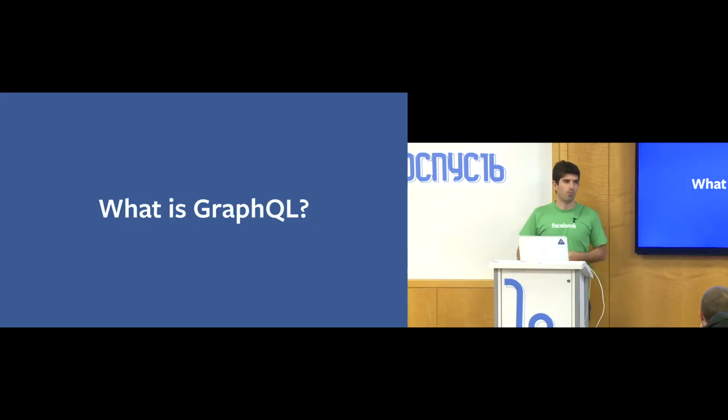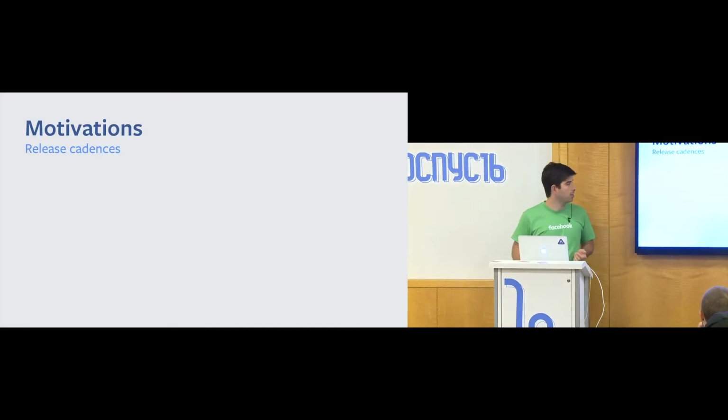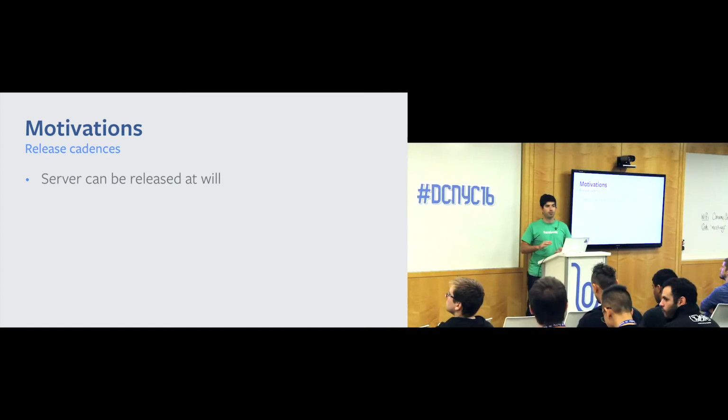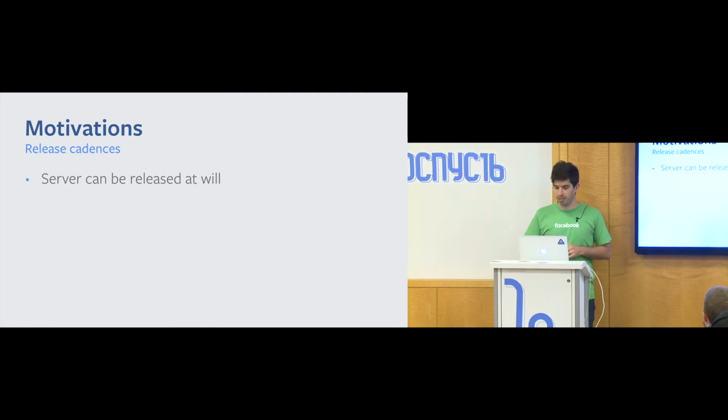So let's start off with what is GraphQL. And I think it's best to look at the motivations that led us to build this thing. So the first true fact is that you can release your server anytime you want. You can ship it every hour, and you fully control it. Any technology you want, any hardware you want, you own that completely.